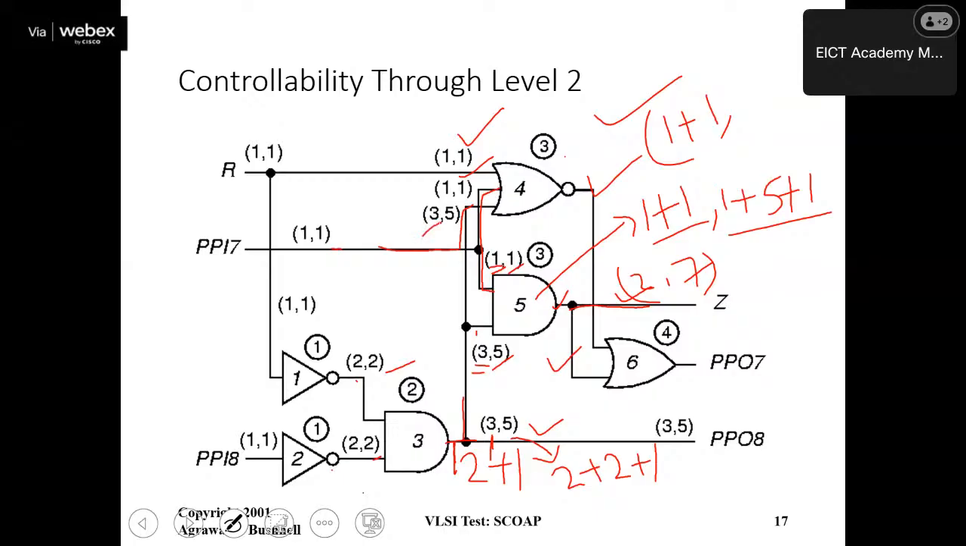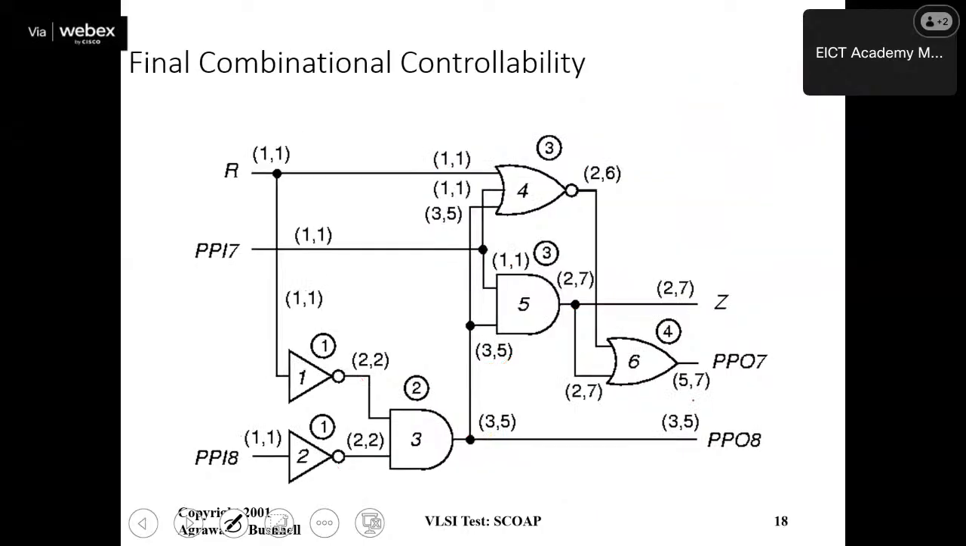So this is 3 plus 1 plus 1. That becomes 3 plus 1 plus 1 and plus 1 more 1 because of level change. So 5 plus 1. So this becomes 2, 6. So we have 2, 7 over here and this becomes 2, 6. So now we have the OR gate as the last stage.